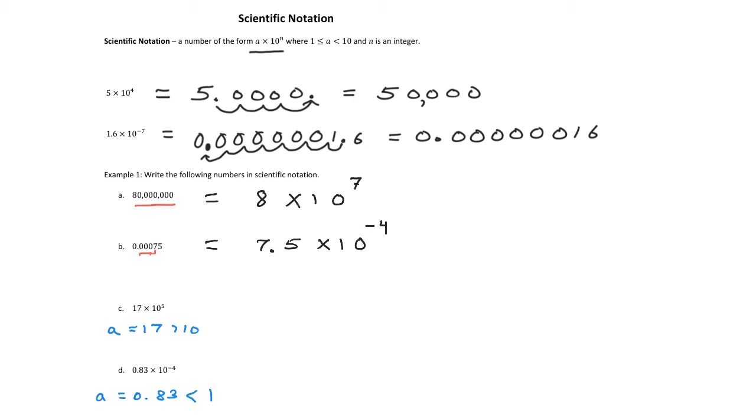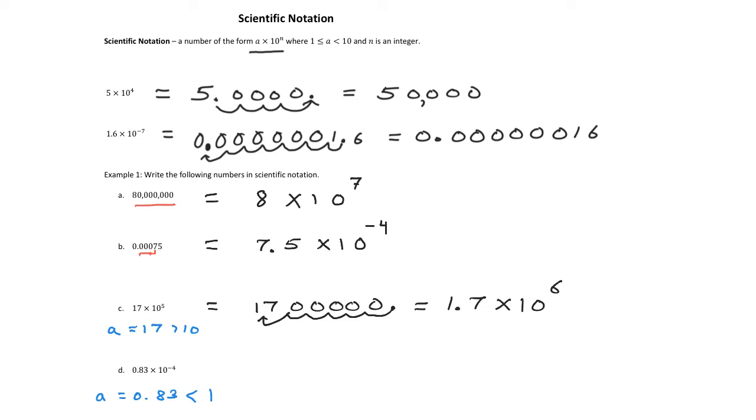So maybe to figure this one out, for part C, I'm going to just write 17 with a total of 1, 2, 3, 4, 5 zeros after it. And then decide, well, how can I now put this back into scientific notation? So it'll turn out that you have to move the decimal point 1, 2, 3, 4, 5, but now an extra 1 to get a number between 1 and 10. So this is going to be 1.7 times 10 to the power of 6.